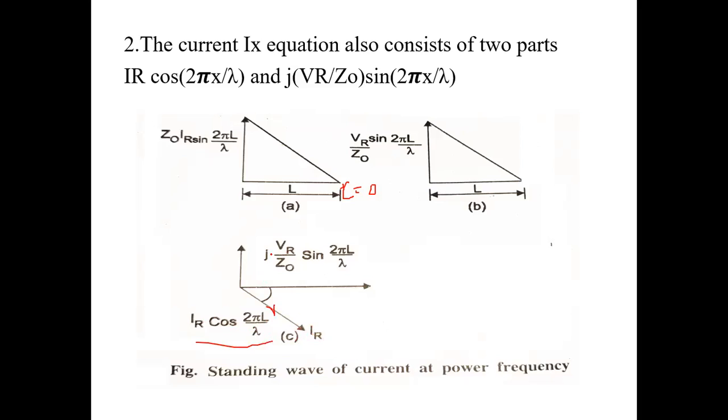Similarly here, this VR by Z naught is nothing but the reactive drop. It will be perpendicular to this voltage vector, so it has been drawn like this. This is the overall vector diagram for the second part of the two equations, voltage as well as current equations. So this is about standing waves and natural frequencies in power system transients.